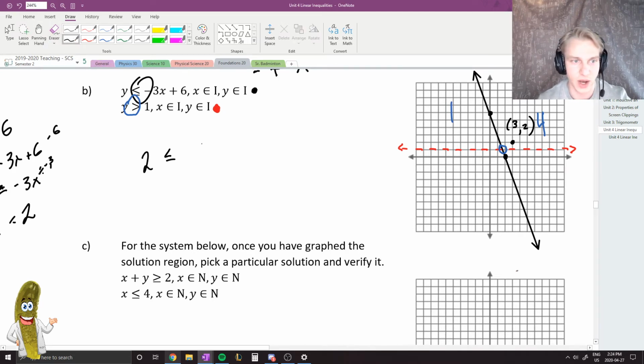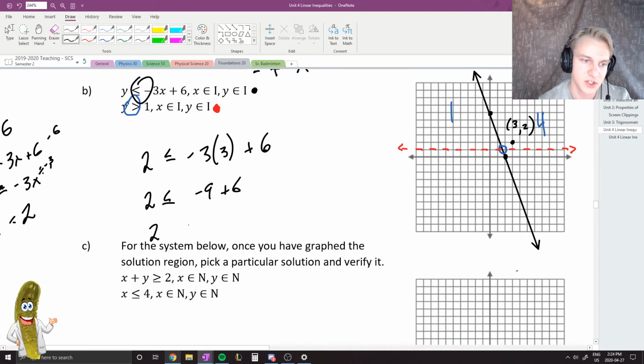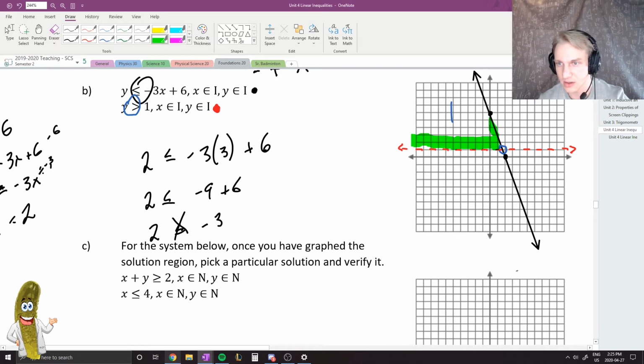I want to plug in the 2 for the y, and then I have negative 3 times 3 plus 6. And I want to check to see if this value is in fact smaller. So positive 2 must be less than or equal to, this would be a negative 9 plus 6. 2 is not less than or equal to negative 3. So what that means is I know that it's not quadrant 4 that needs to be shaded in. I know that it's quadrant 1, this top right hand or top left hand quadrant here. For some reason when I'm looking at my screen I get my directions confused. Okay, so I want to shade in all of that region.